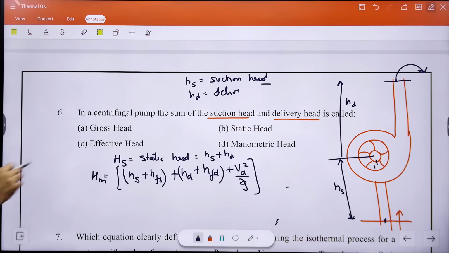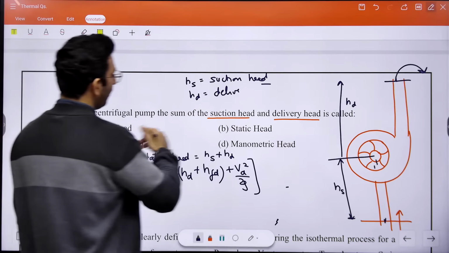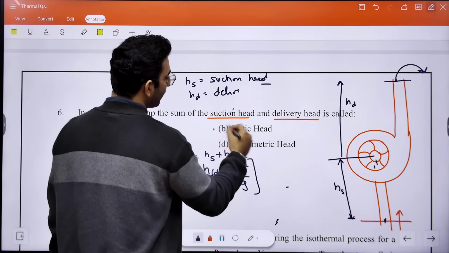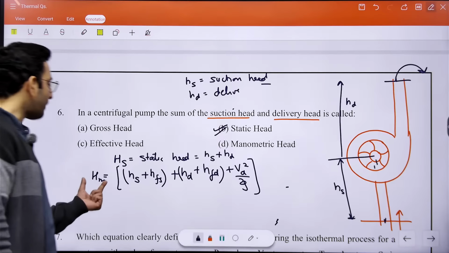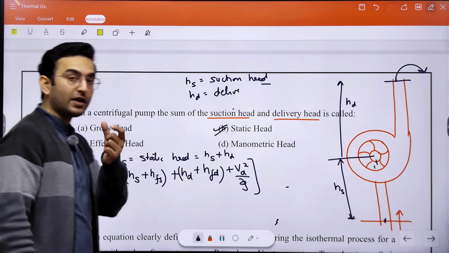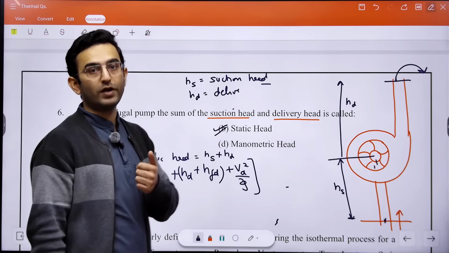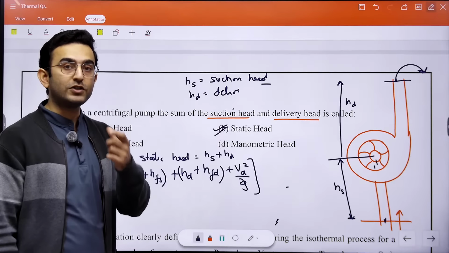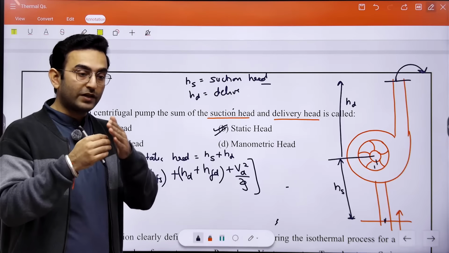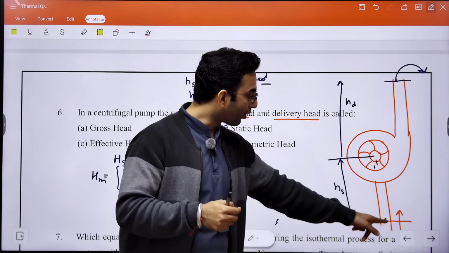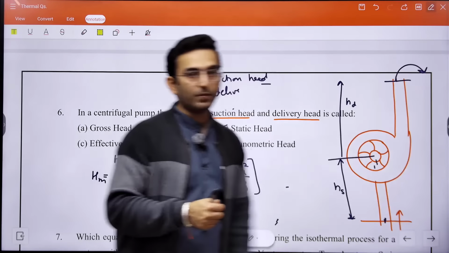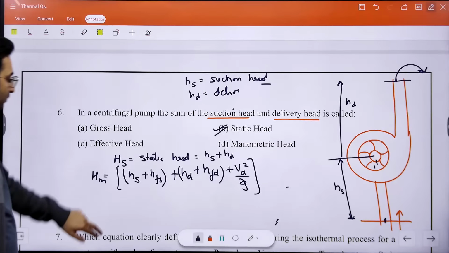Remember that part. So in this case, what does the sum of suction head and delivery head represent? It tells you about the static head. What is manometric head? Manometric head is the head against which the pump has to do work. It is the head in which we have to provide energy to the water so that it can flow from the bottom out of the delivery pipe here. So that's a required condition.